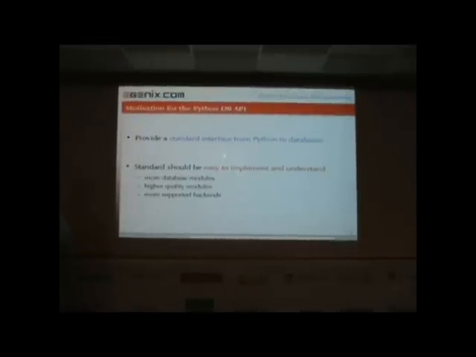What was the motivation behind the Python DB API? Well, first of all, we wanted to have a standard interface to talk to databases. That was the most important part. The second important part was we wanted it to be easy to implement and easy to understand. The reason for that was that we wanted as many database modules as possible for all kinds of databases out there. We wanted to have high-quality modules, so the interface shouldn't have been too complex to implement, in order to not introduce too many bugs. And we wanted to have all kinds of databases supported, even databases that don't really fit the model of the database API.